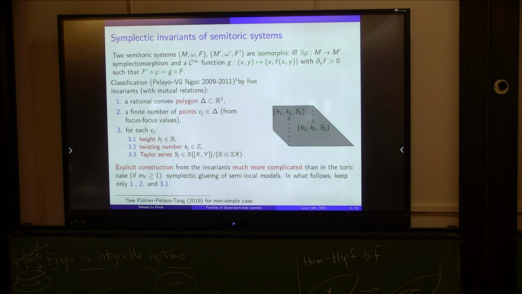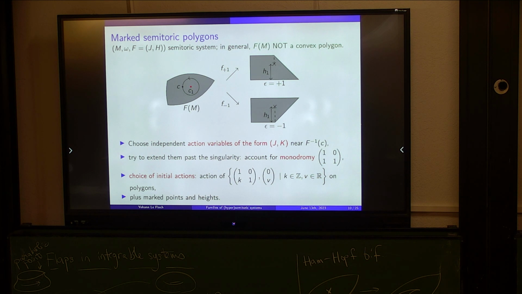This is what motivated us. We were thinking, we like explicit examples. We like Delzant's construction. Can we try to do the same, maybe at the price of forgetting some of the invariants? Forgetting some of the invariants means we will forget the twisting number and the Taylor series. So I need to tell you a bit, and this is, I promise, the end of the technical part, about how we construct these invariants. These three invariants are combined together in what is called the marked semitoric polygon.